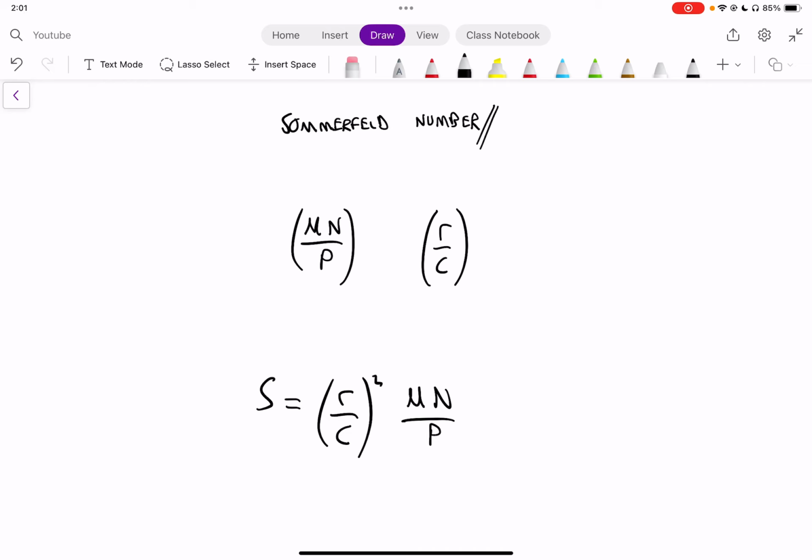R over c, first of all, is called the radial clearance ratio.